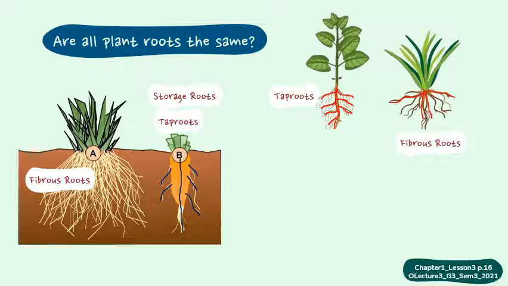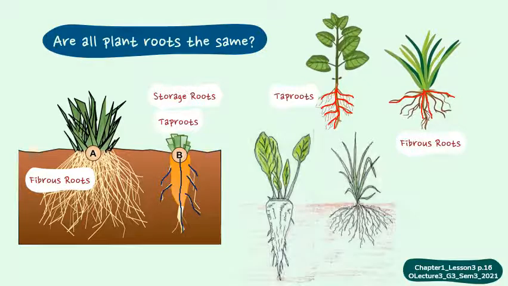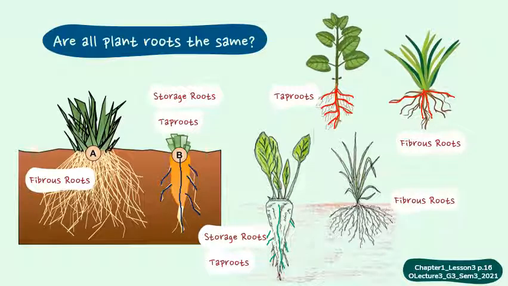Do you want more examples? Let's go. Last two examples. Main root with the small side roots. But this is a fat root. It stores food in it and it is edible. So this plant has a storage root and a taproot. The last one looks like messy hair, and this is a system of fibrous roots.